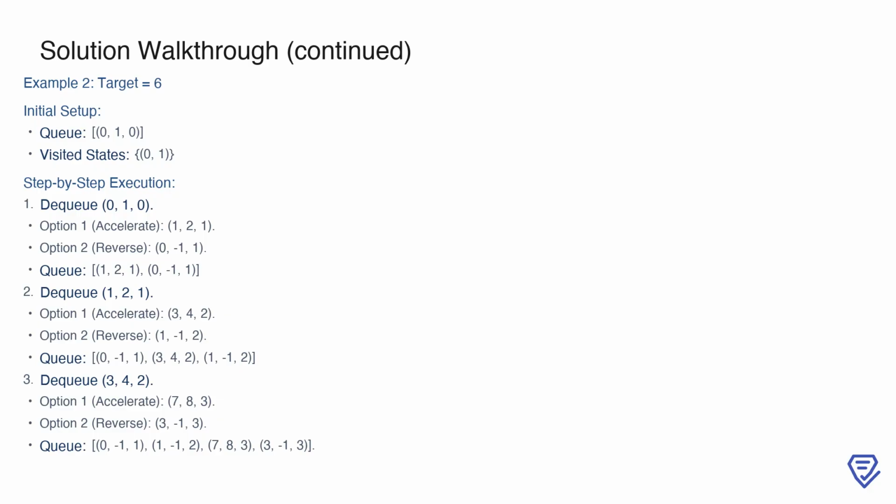Accelerating moves the position to 7, doubles the speed to 8, and increases the steps to 3, giving the state 7, 8, 3. Reversing leads to the state 3, -1, 3. Both are added to the queue, resulting in 0, -1, 1, 1, -1, 2, 7, 8, 3, 3, -1, 3.